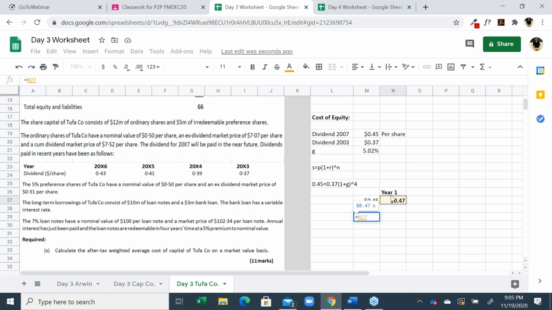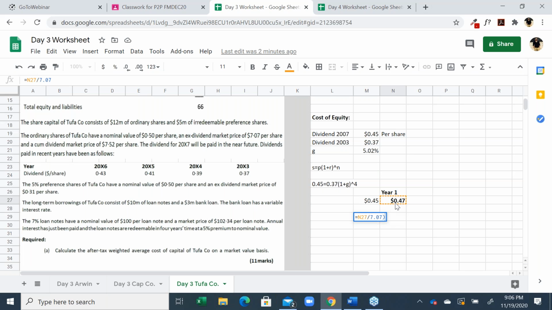So for simplicity's sake, I'm just picking up this one. So dividend of year one divided by the market price. What's the market price of the share? The current market price of the share, and it should always be the ex-div price. Remember, it should always be the ex-div price. What's the current ex-div price? 7.07. This is what you are supposed to be investing, and this is what you are supposed to be getting after 1 year.